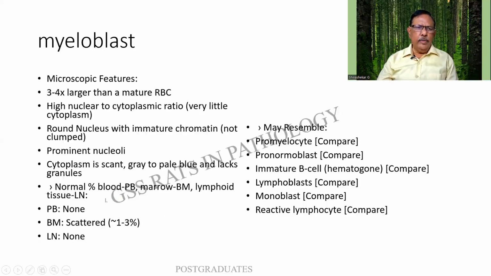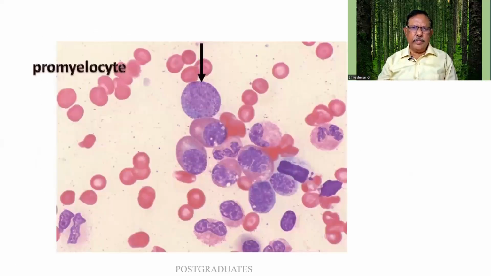In the peripheral blood, you do not find any blast normally. Bone marrow, it is scattered about 1 to 3%. And in the lymph node, we do not see the myeloblast. It can resemble other cells such as the promyelocyte, pronormoblast, immature B cell, lymphoblast, monoblast, and the reactive lymphocyte. These are certain things which we should have in mind, and let us see how well we can demarcate them from this. Look at this again.